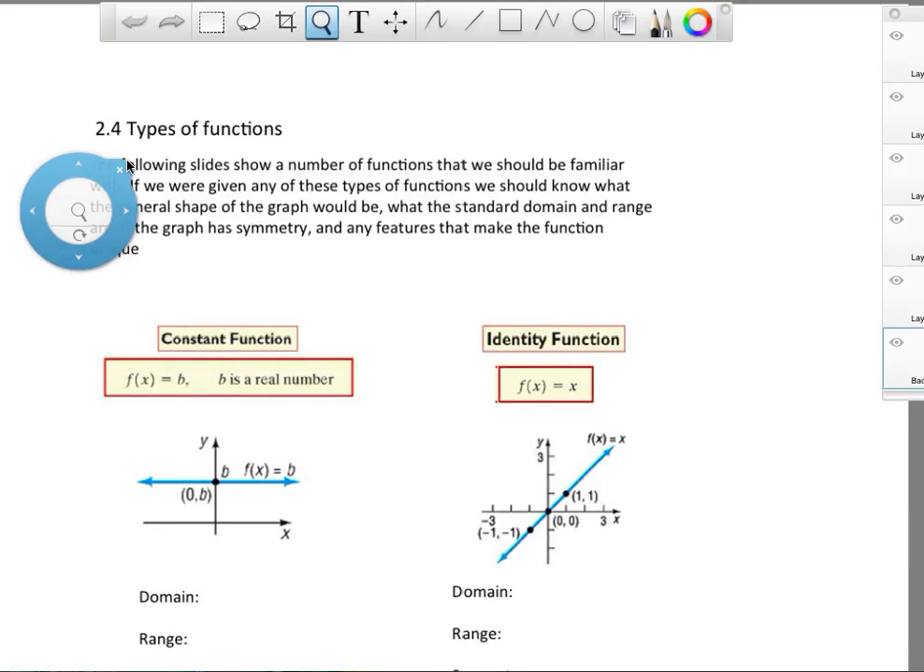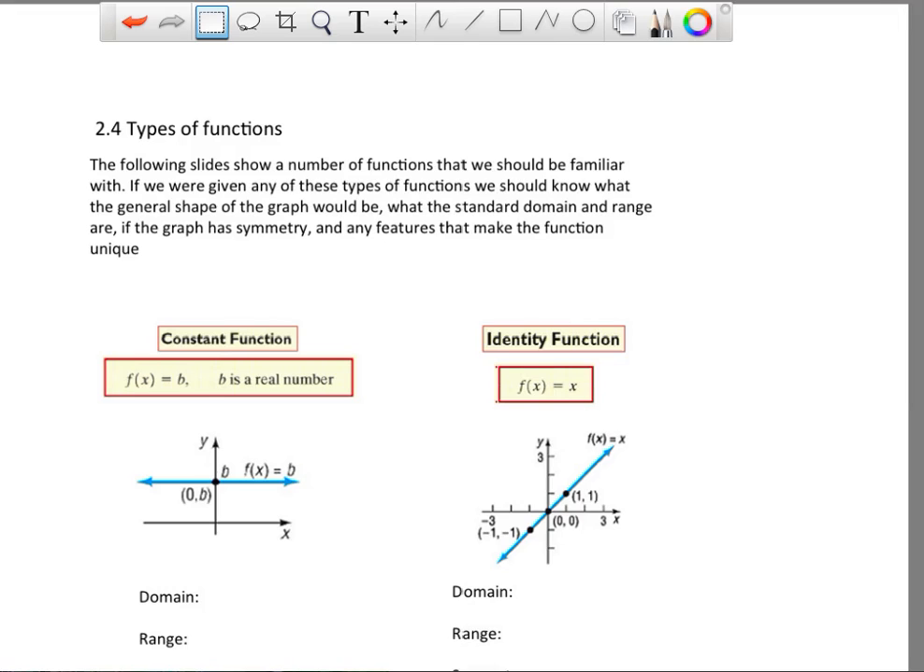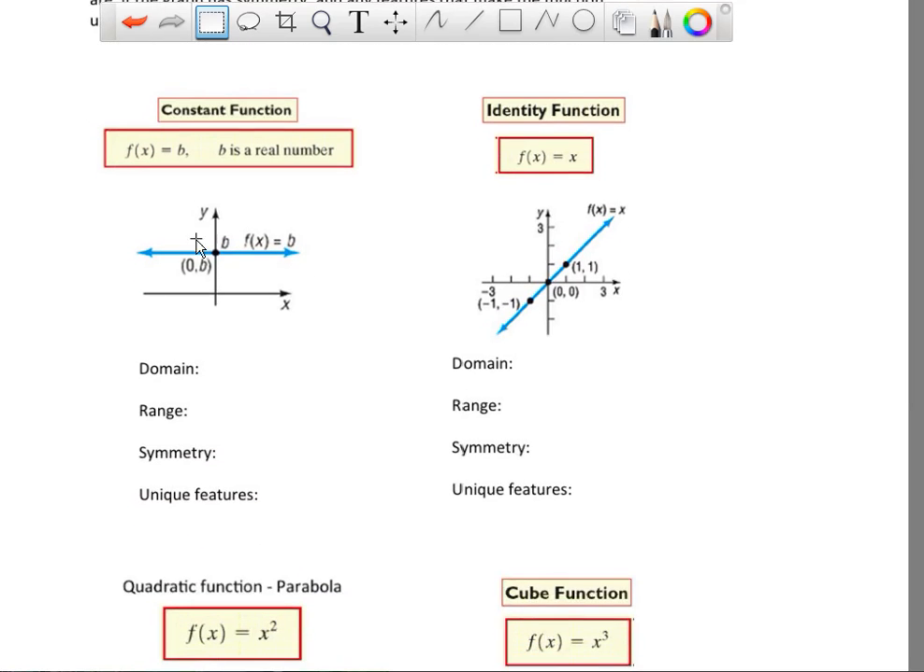There are several functions that we need to know, and we need to know them quickly in terms of our ability to graph them, know some stuff about them, domains and ranges and that kind of stuff. So the first one we're going to look at is the constant function, and the constant function is just a flat or a horizontal straight line.